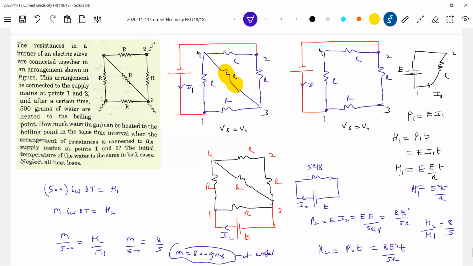Some interlinking things. The moment you start reading this 500 grams or whatever, we'll start thinking of some concept. So nothing to do. There's about current density, bring that idea of heat generated.